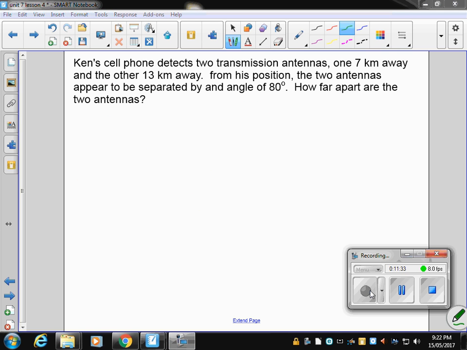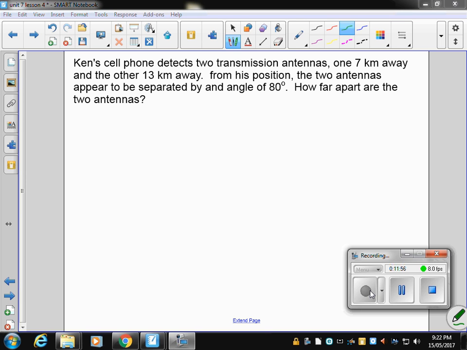One last question. We have Ken. Ken's cell phone detects two transmission antennas, one 7 kilometers away and the other is 13 away from his position. The two antennas appear to be separated by an angle of 80 degrees. I see 4 typos in that question. I apologize. How far apart are the two antennae?